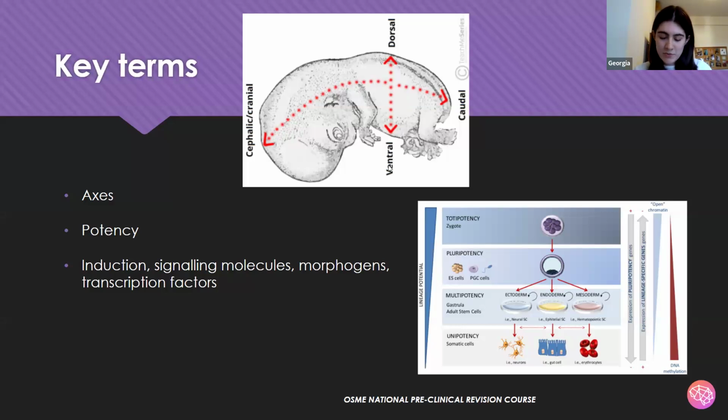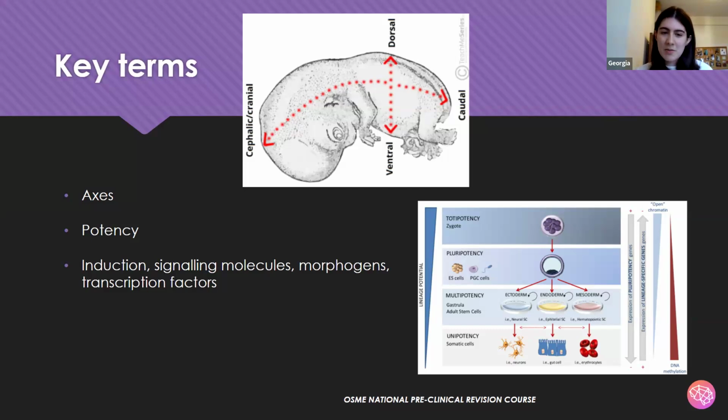There's two main ones: rostral-caudal, which is from your head to your toes, with rostral being your head and caudal being your toes, and dorsal-ventral, which is front to back, where ventral is the front and dorsal is the back. Another key concept is potency, and this relates to how many cell types a cell is able to become. A totipotent cell can become any cell type, including the placenta. As development goes on, the fate of cells typically becomes more restricted, all the way down to unipotency or terminally differentiated cells that can only be one cell type.